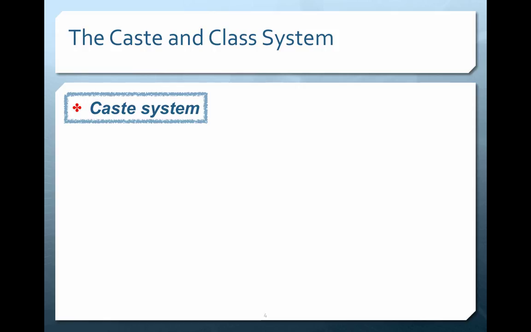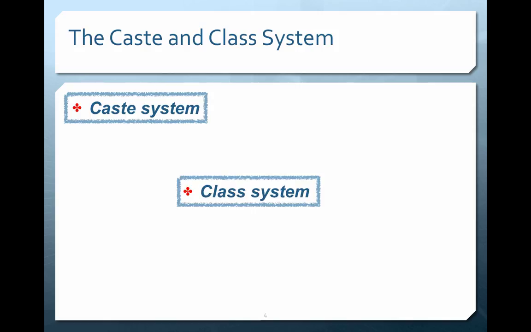Now, for example, in India, this exists there, and it's based on occupation. In South Africa, it's based on racial classification. Now, this system, caste, does not exist in Canada. In fact, the system that exists is more open, and it's called a class system.